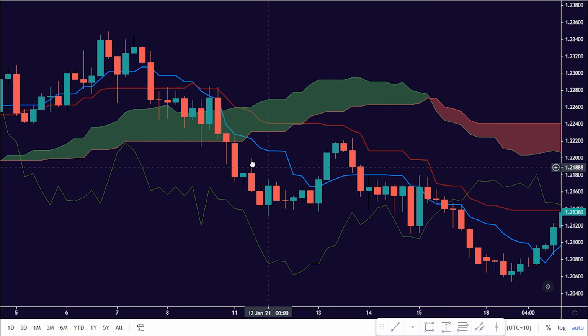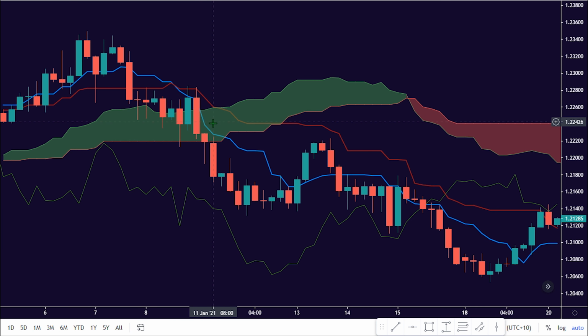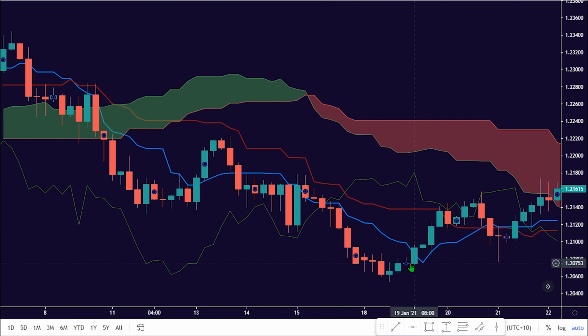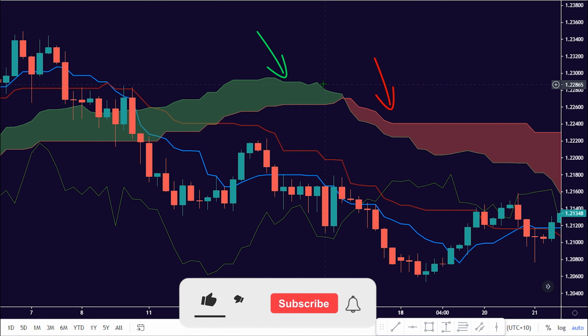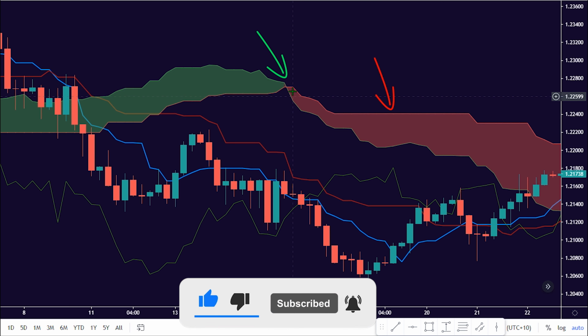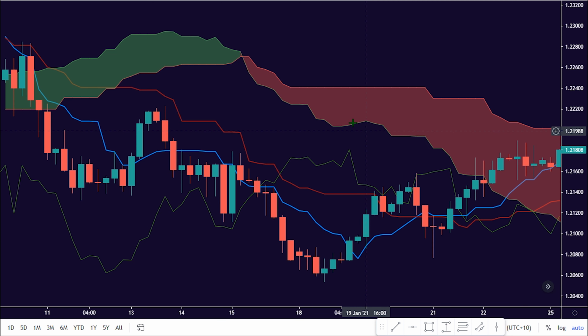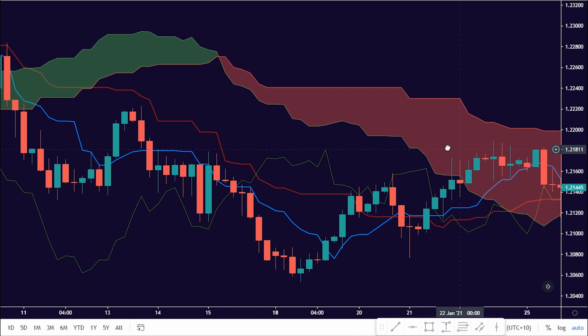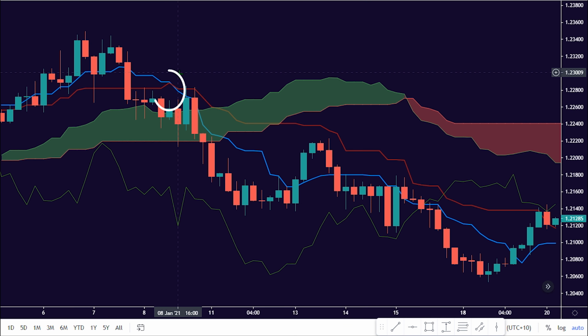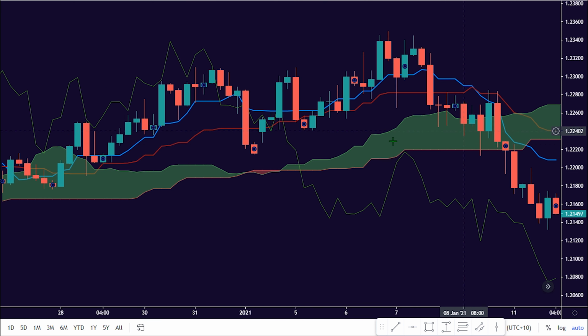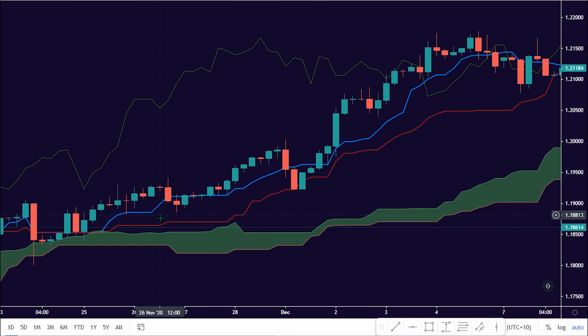Number 3, the conversion line crossing over below the baseline signifies a change of trend into a bearish phase. Also, the crossover of the lead span A below the lead span B signifies a bearish trending market. This situation produces a red cloud. Whenever the conversion and baseline crossover occurs, it signifies the change of direction of momentum. The distance between the conversion line and the baseline signifies the strength of momentum.